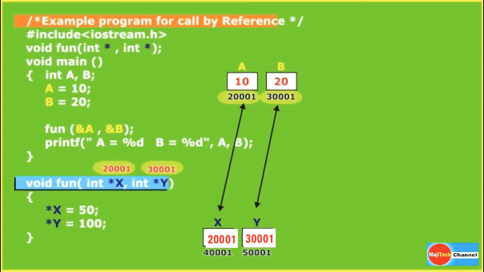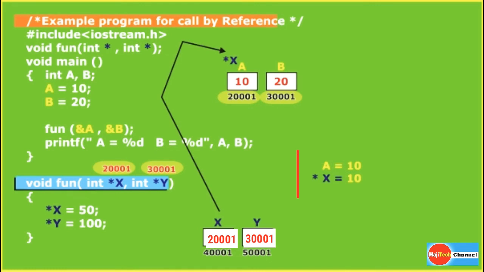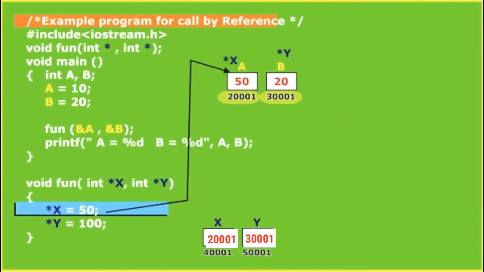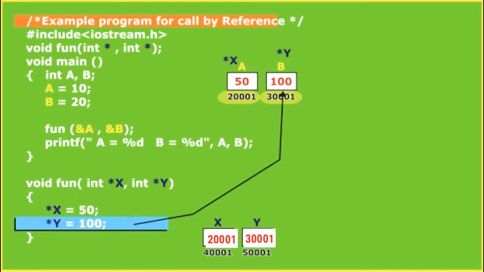Here the address of a is copied to x, hence a and *x indicate the value of the same memory location. Here the address of b is copied to y, hence b and *y indicate the value of the same memory location. If we change the value of *x in the fun function, the same change will be available in a in the main function. Similarly, if we change the value of *y in the fun function, the same change will be available in b in the main function.